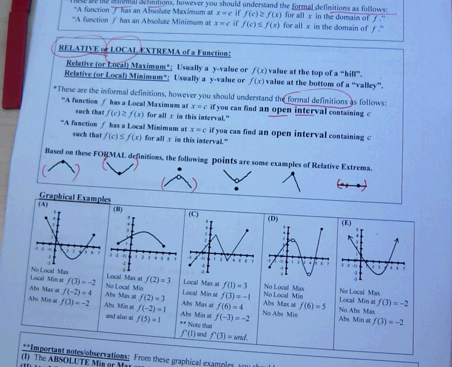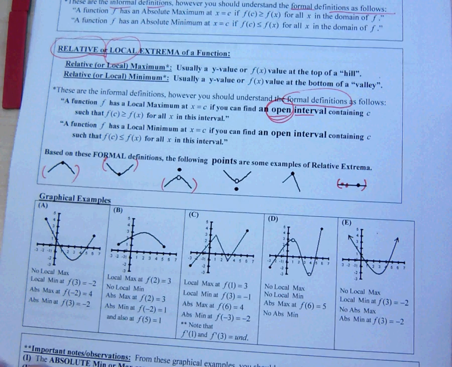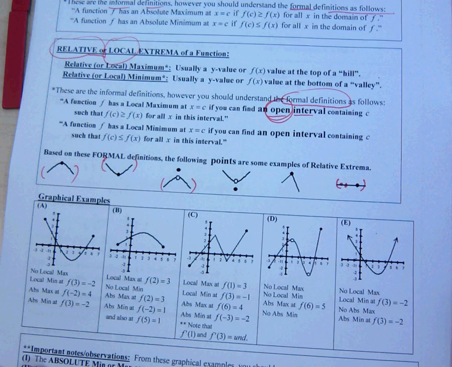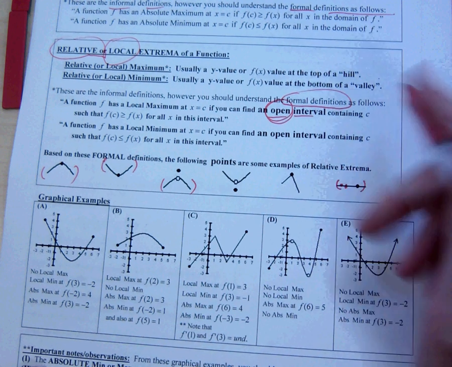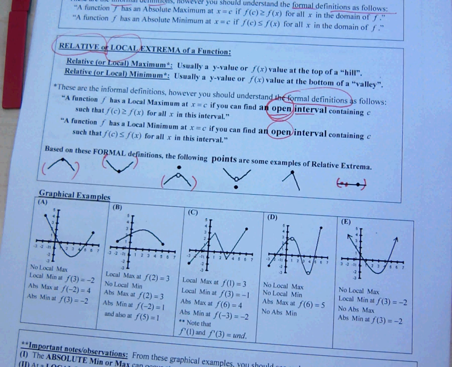The problem is with it being at the endpoint. If it's at the endpoint, then you can't find a what? Open interval, and that's the key. If you can't find an open interval where that's the case, then you can't classify that as a local extrema at all. That's why I emphasize you've got to find an open interval.